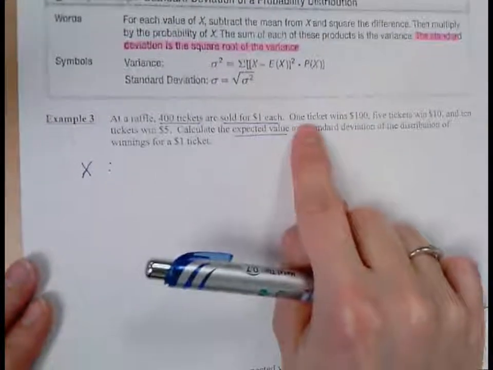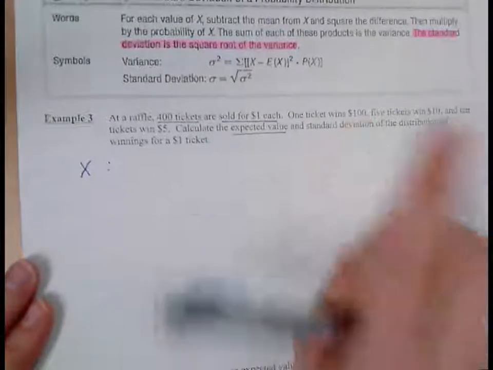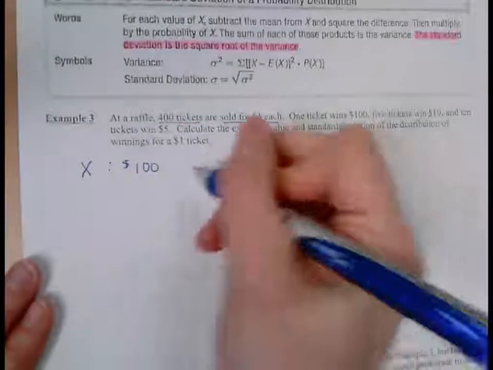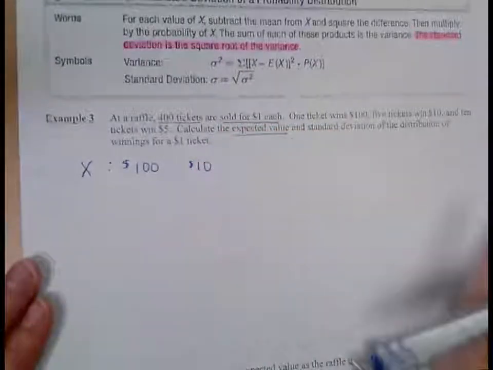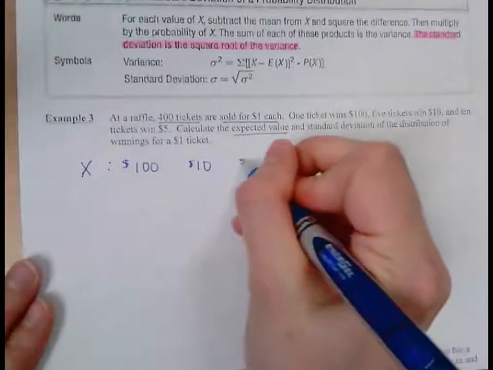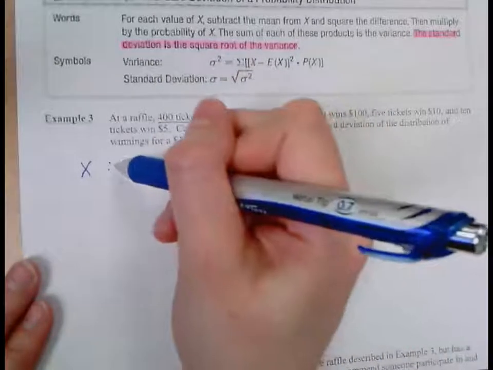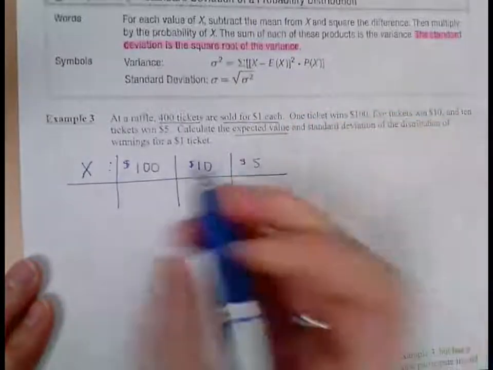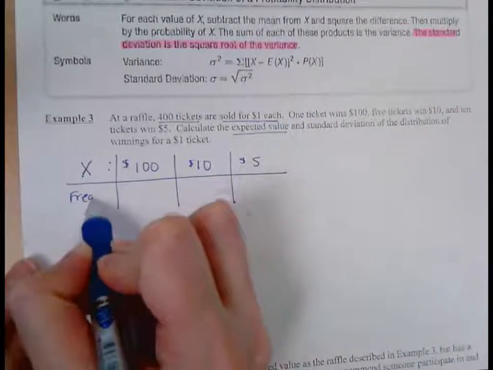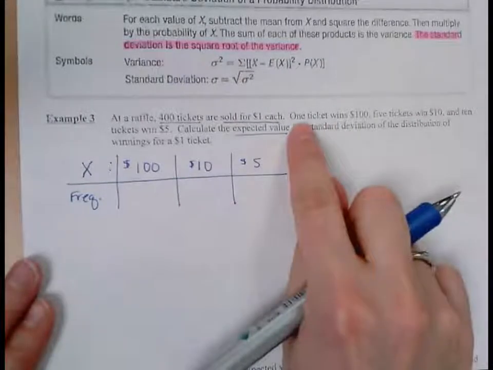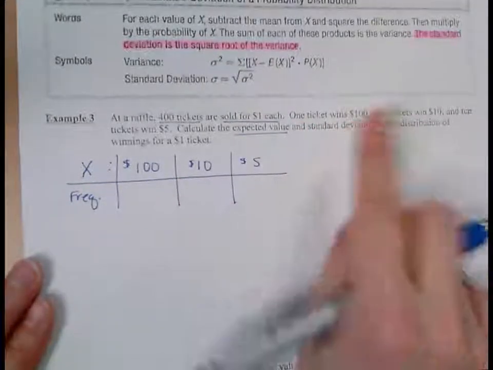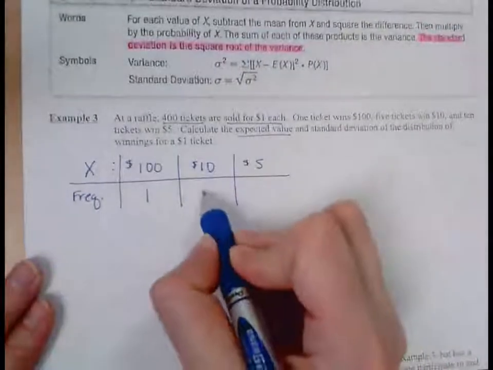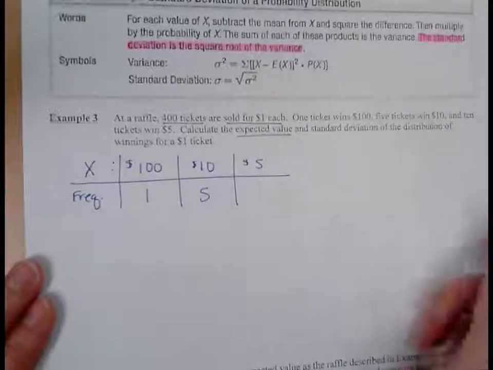So looking at this, it looks like it's possible to win $100. So 100 would be a value of x. It's possible to win $10. And it's possible to win $5. And then it also gives those frequencies, because it says only 1 ticket is going to win $100. So the frequency of getting $100 is 1. 5 tickets will win $10. And then 10 tickets will win $5.